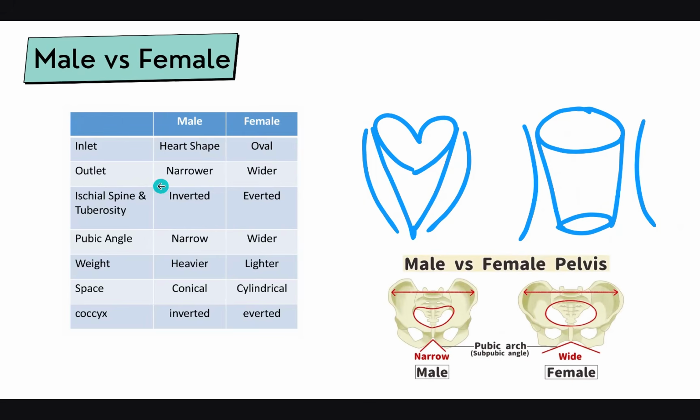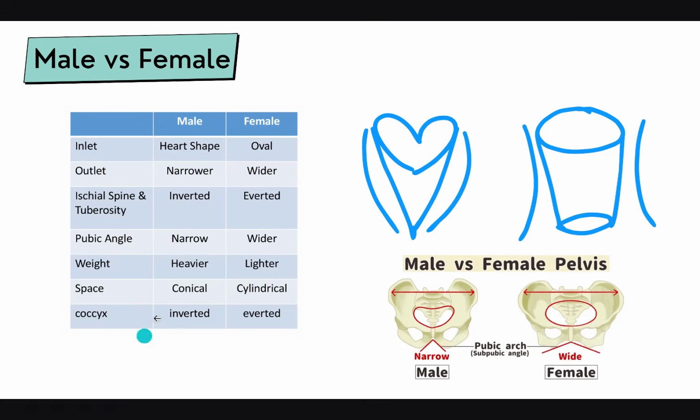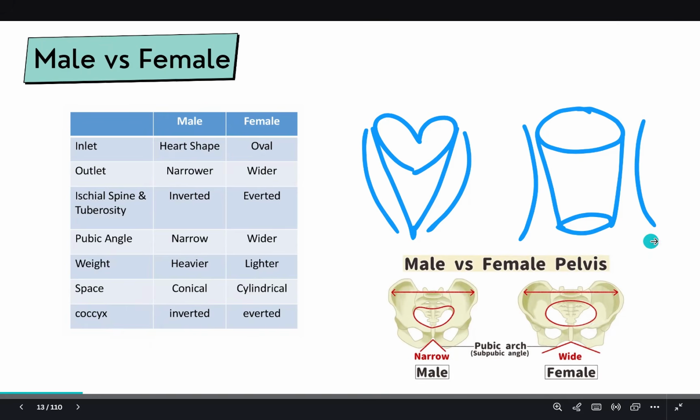The outlet is again narrow for the males and wider for the females. The ischial spine, the ischial tuberosity, all of this is inverted in males and everted in females. Everted means they're just trying to make more space. The pubic angle is narrower in males and wider in females, as expected. And again, so on. Not very important. Again, just if you know the idea, you'll get it, all right?